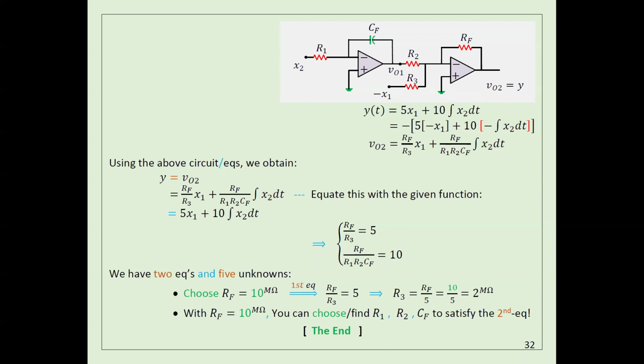You have to be careful here. I can't change RF. It's the same. RF is common between them. If you already selected RF here with 10, so you have to use 10 here as well. You understand what I'm saying? If I use RF 10 mega ohm here, you also have to use 10 mega ohm here for RF as well. After that, you can select any values for R1, R2, CF so that you can get 10.